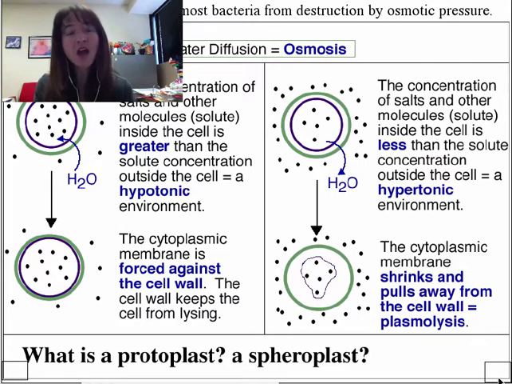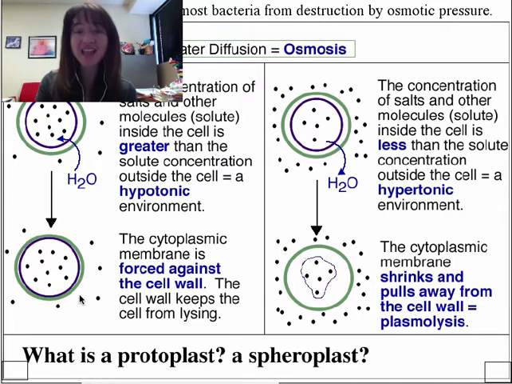I want to talk about a couple of lingo terms. These are protoplast and spheroplast. A protoplast is quite literally a cell without its wall. So if we've got a gram-positive cell and it completely lacks its thick peptidoglycan, we would call that a protoplast. That is, it would be nothing but the cytoplasmic membrane and no cell wall. A spheroplast is where the cell wall is partially degraded, though not entirely degraded.